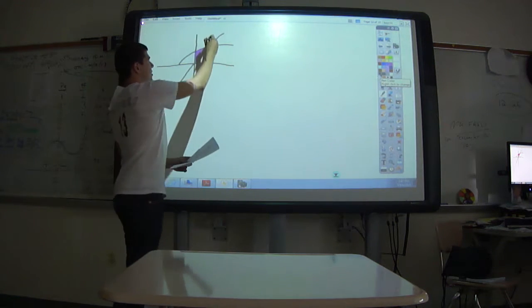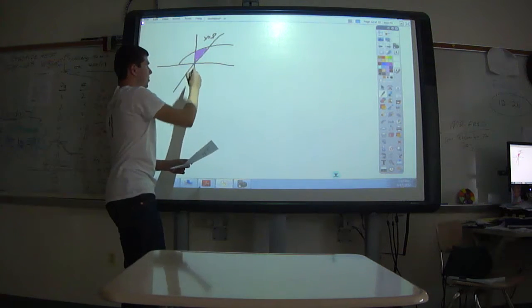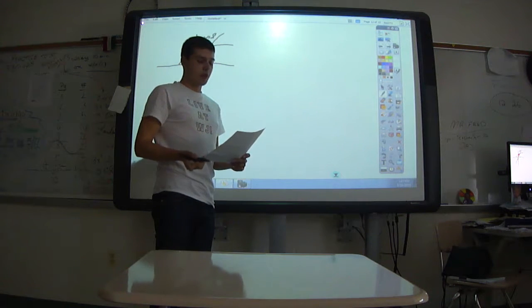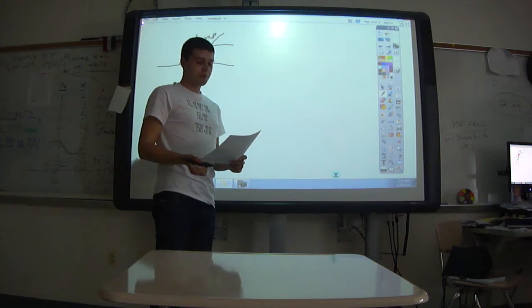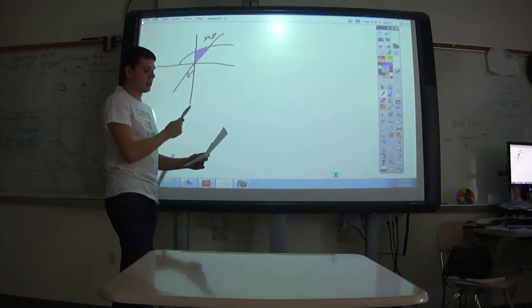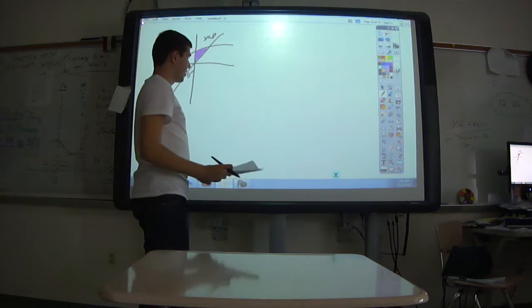Now, you know that this is 2 over here, and this is 0, and in part B, it's asking us to write an integral, without solving it, for revolving R around the x-axis.